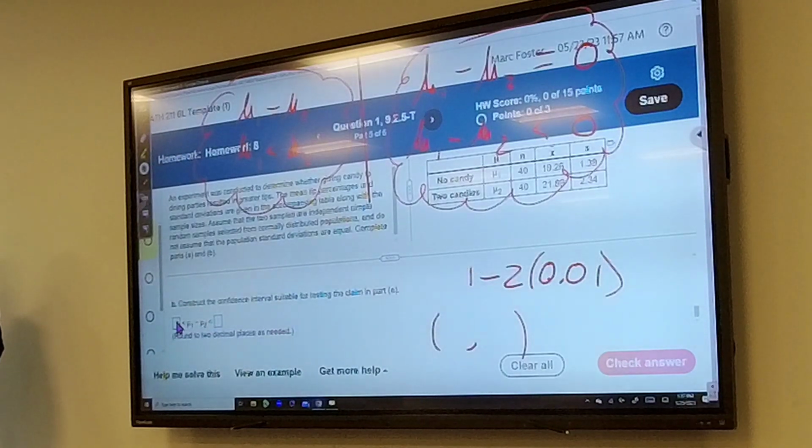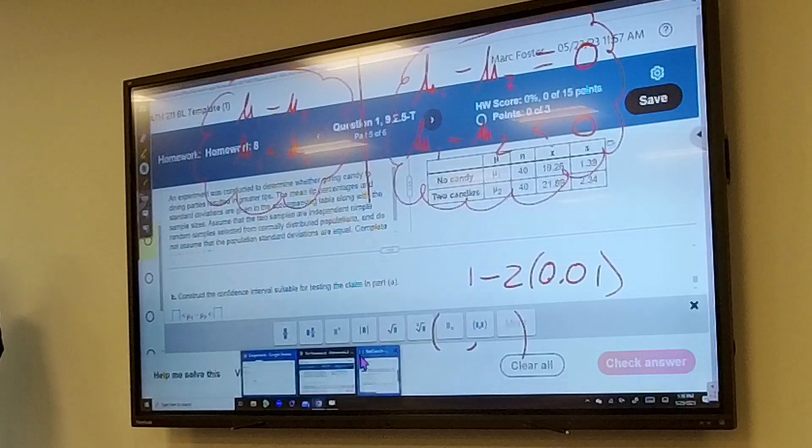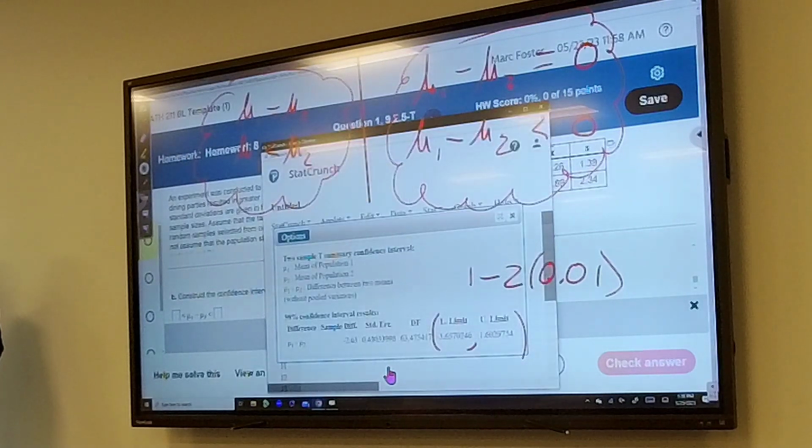So they want my confidence interval to 2 places. So it's minus 3.66 and minus 1.60.